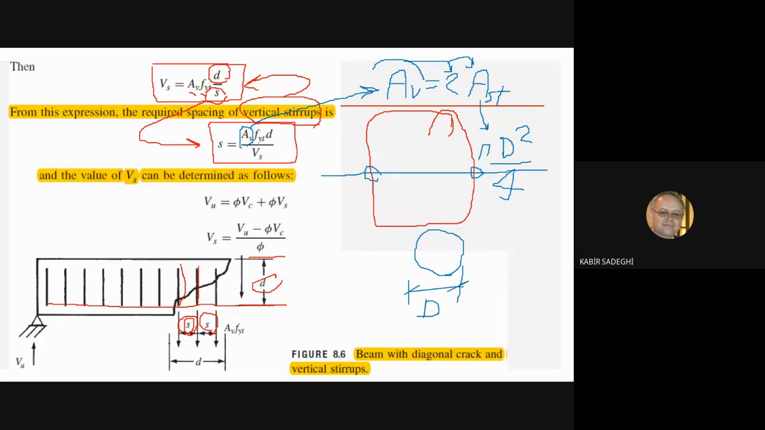Therefore, the other elements: fyt is the yield strength of the stirrup, d is the effective depth of the beam, and Vs is the shear due to the stirrup. And then we have Vu equals phi Vc plus phi Vs. From here we can find Vs, which is Vu, the maximum shear force applied, the ultimate shear force. When you see u, there is a load factor as well. Minus the contribution of the concrete in shear force, divided by phi, we find Vs. And Vs can go in this formula here to find s.